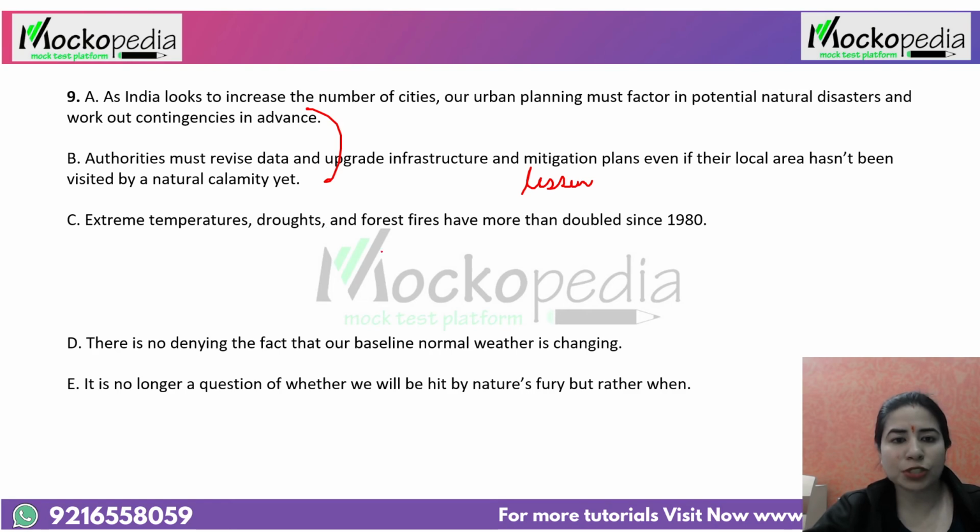Extreme temperature, droughts, and forest fires have more than doubled since 1980. So this is a trend. Let's come to D. There is no denying the fact that a baseline normal weather is changing. Okay, so this is again saying how the disasters are functioning. It's no longer a question of whether we'll be hit by nature's fury, but rather when. So again, it definitely shows an association. So you are able to clearly see A, B, and E are exhibited to be associated.